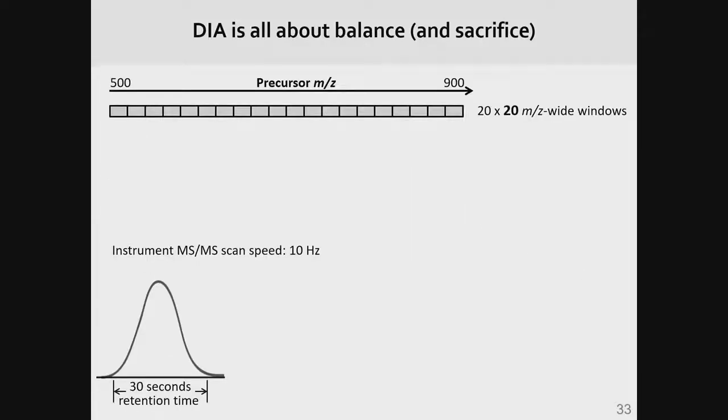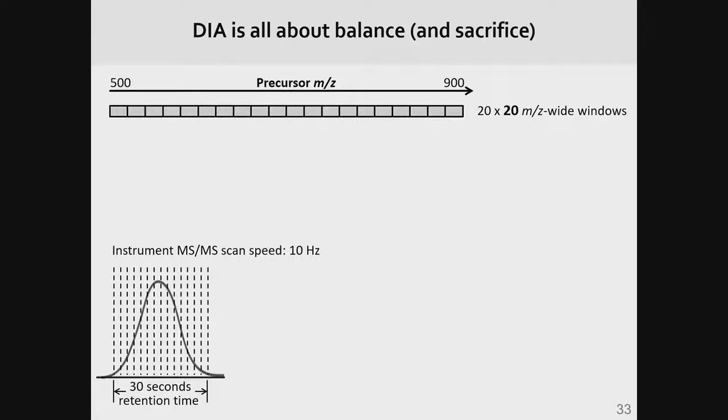The reason this is important is that if you had to cover this 400 mass-to-charge range with 20 mass-to-charge wide windows, you also have to balance how many points across the peak you're going to get. With an instrument that scans at 10 hertz, so 10 MS/MS spectra a second, you would get a point every 2 seconds. So if you had a 30-second wide peak, you'd have a point about every 15 seconds.